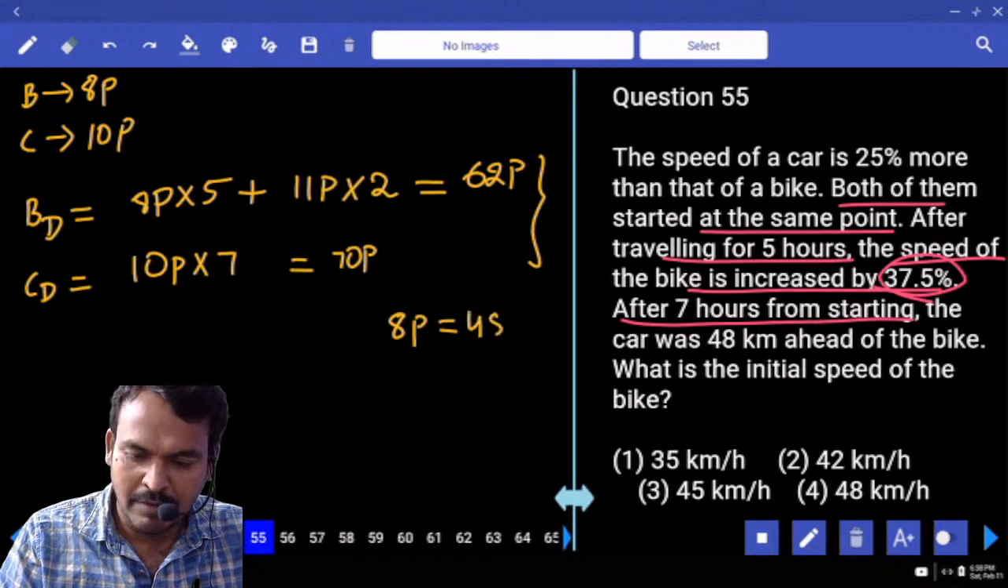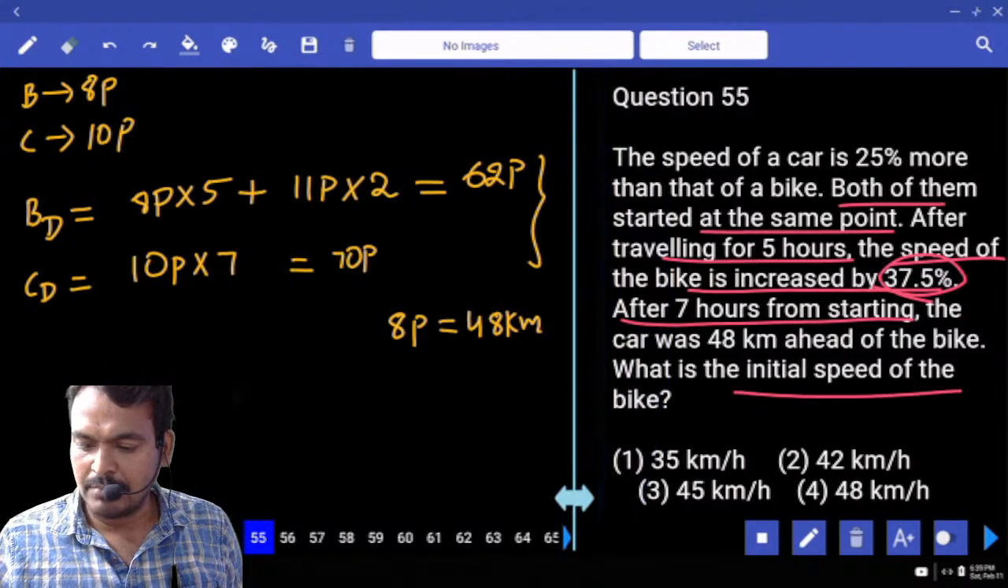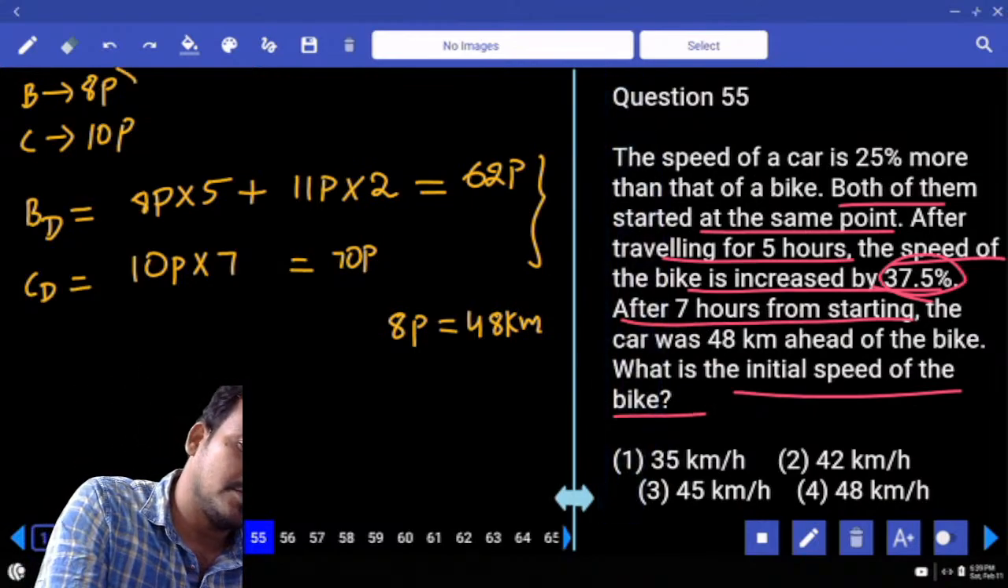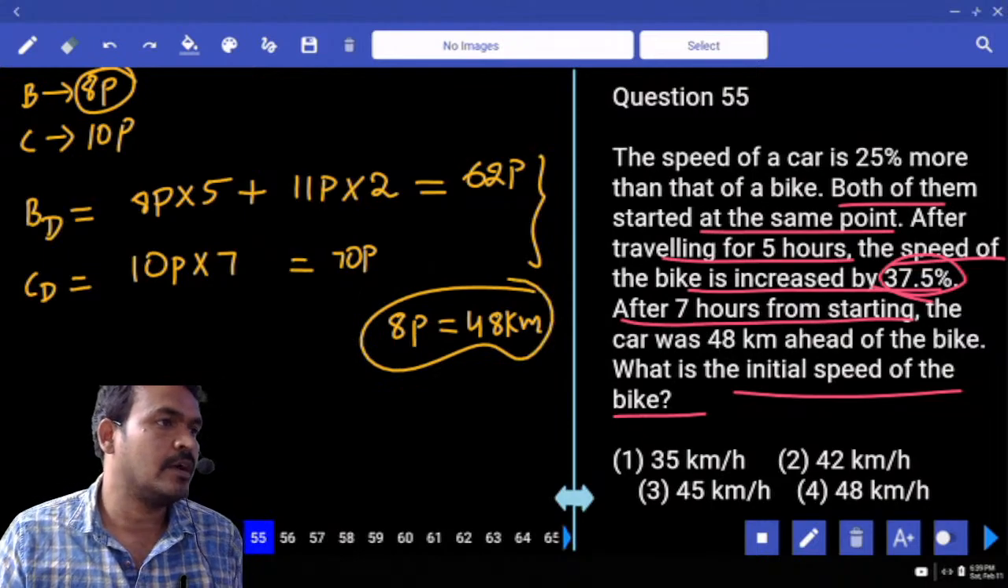48 kilometers are given. What is the question here? What is the initial speed of the bike? Bike initial speed is how much? 8 parts. What is the 8 parts value? 48 or not?